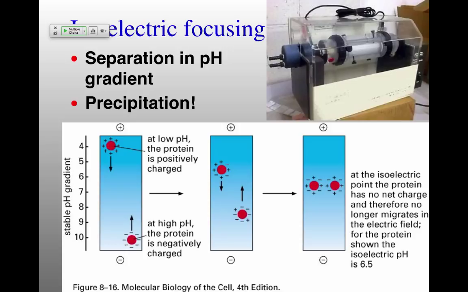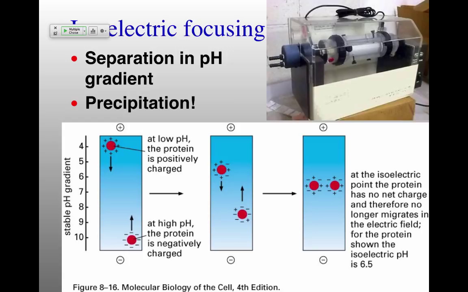So here, instead of binding to some particular surface, what this process does is it sets up a pH gradient. And in that pH gradient, you also have an electric field. And basically what that does is it gets your protein to move to a pH where it has a neutral charge, because then it's not going to be moving anymore. And so that's the whole idea of this isoelectric focusing.